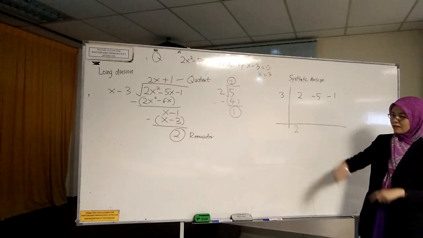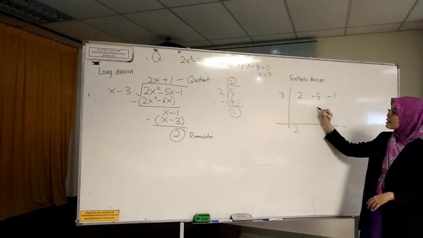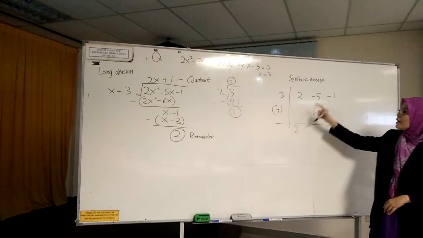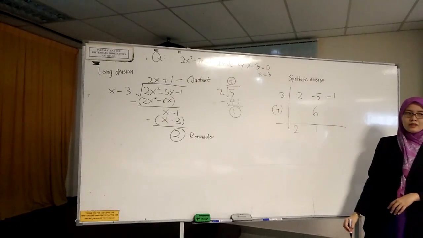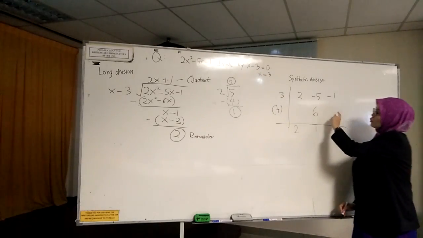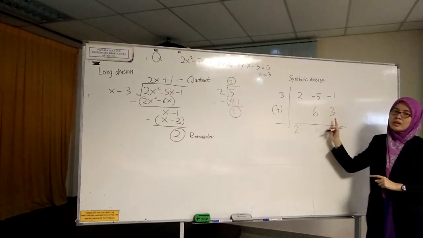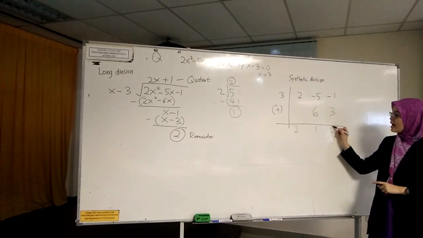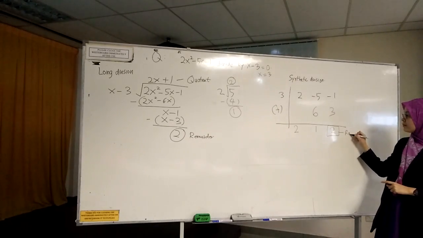Okay, now the next step is really important. Okay, 2 times 3 is 6. Okay, the operation is plus. Okay, -5 plus 6, it will be 1. Okay, now 1, the same thing, 1 times 3, we get the number here, 3. Okay, -1 plus 3, we get 2 here. Okay, usually the last part is a remainder. The last part is the remainder.